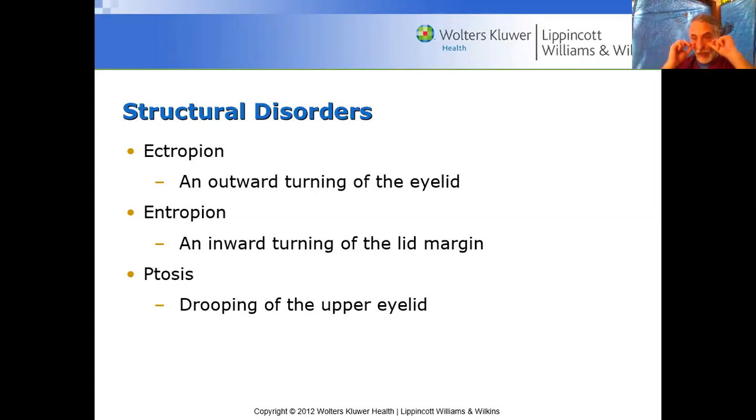Entropion is the inward turning, to where the margin of the eyelid is turning in next to the eyeball. This can lead to irritation and scarring and bacteria. And then ptosis, the P is silent. That is the drooping of the upper eyelid. Now, this can come on with neurologic or structural damage.